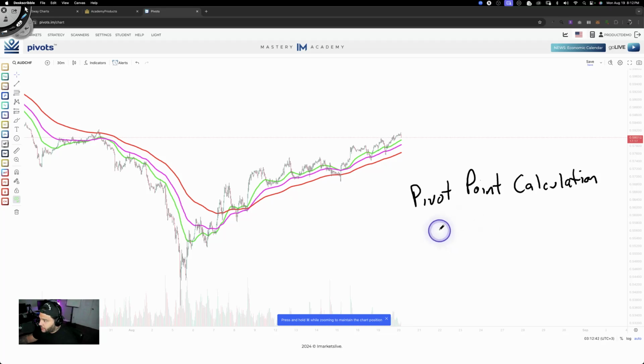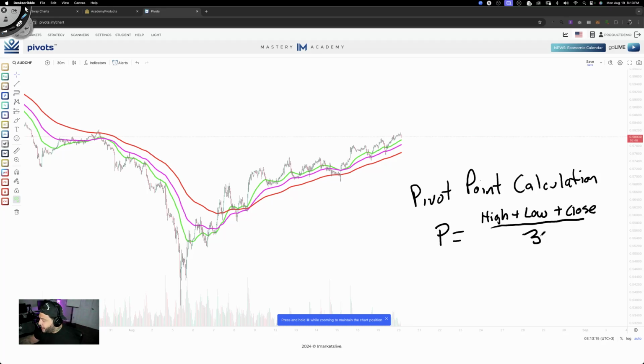So basically, the pivot is basically going to be the high plus the low plus the close divided by 3. And how can you detect this, right?